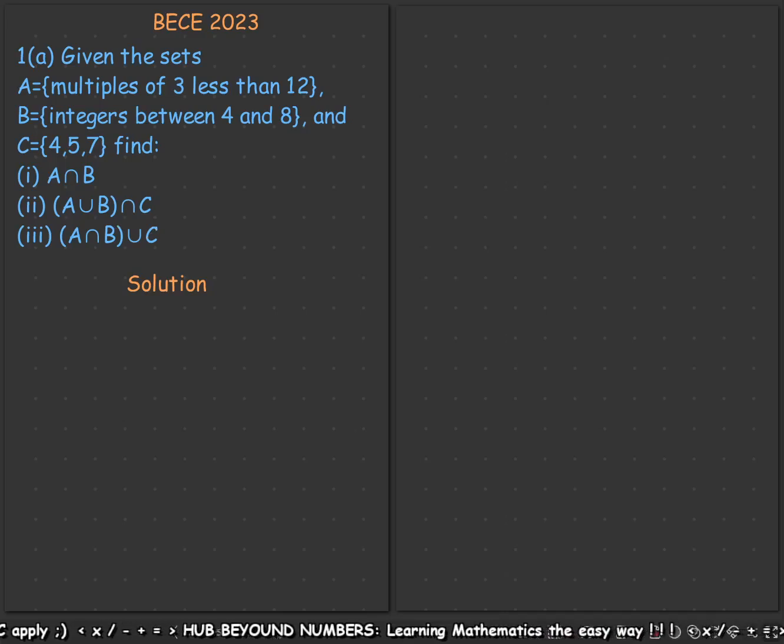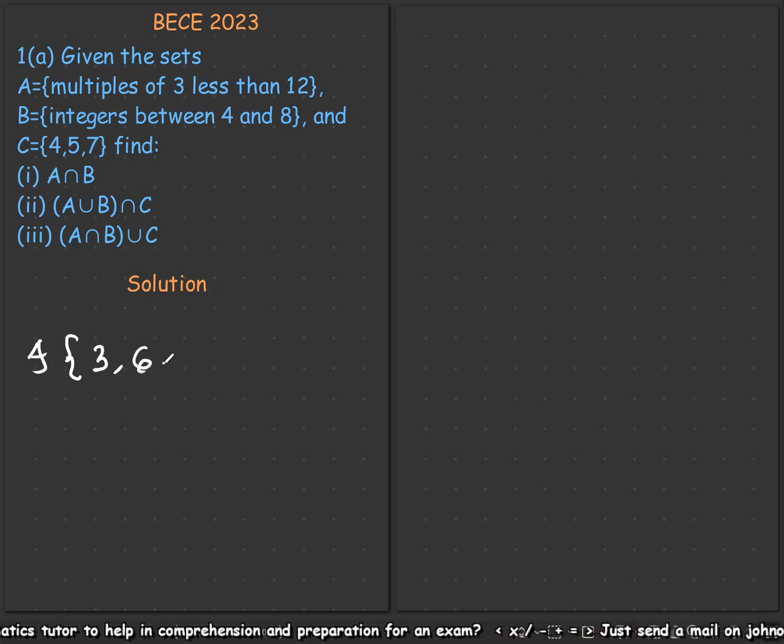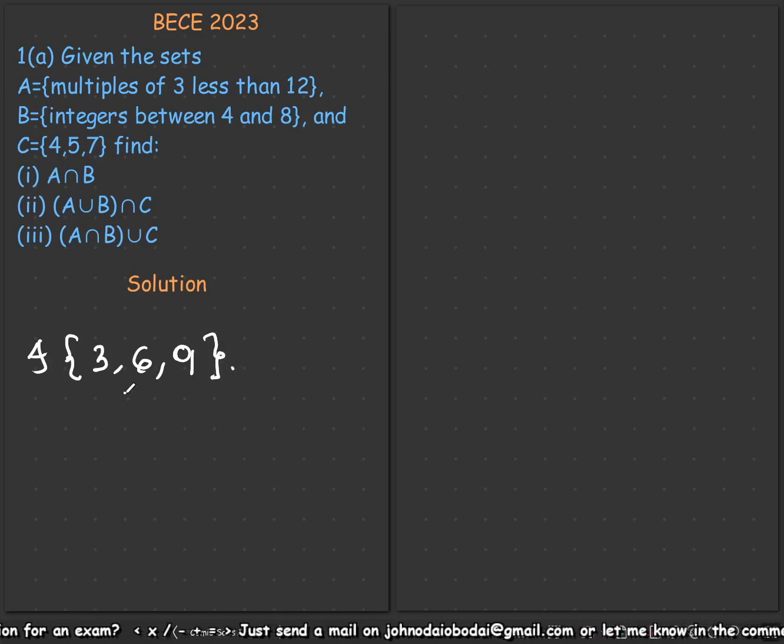Now, to answer this question, we first of all need to list out the elements of the various sets we've been given. So starting with A, we're told that A is multiples of 3 that are less than 12. Multiples of 3, if you can say your 3 timetable, then you have no problem with this. Say your 3 timetable starting from 3, you have 3, then 6, and then 9. We don't continue to 12 because of this tag here, which says less than. So you don't include 12, and that is your set A.